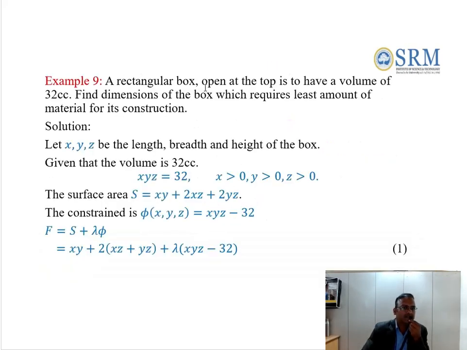Let us see the first example. A rectangular box open at the top is to have a maximum volume of 32 cubic centimeters. Find the dimensions of the box which requires the least amount of material for its construction. So a rectangular box is something like a geometry box which is open at the top, or similar to a fish tank. It will be like this.